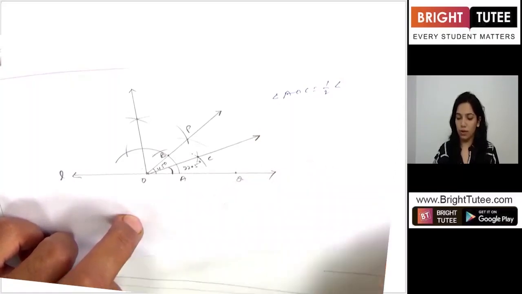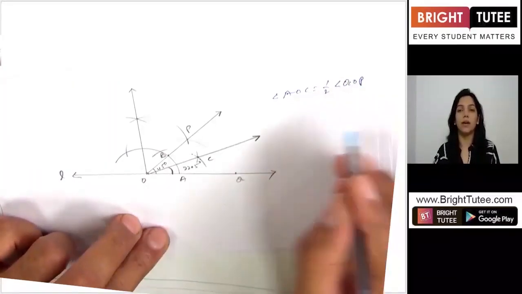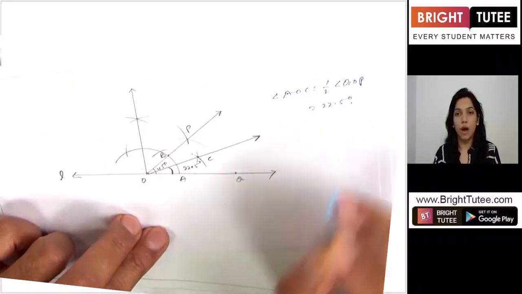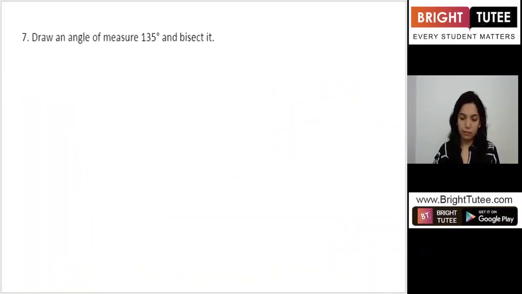Okay, QOP or AOB, anything. Okay, so this is how you draw half of 45. I hope it's really simple. Moving ahead, draw an angle that measures 135 degrees and bisect it. Do you remember how we worked with 135?